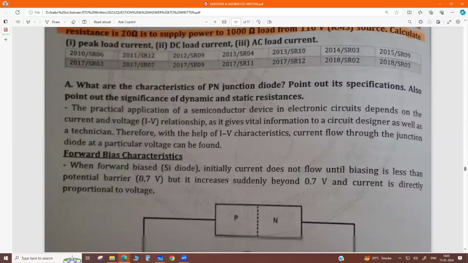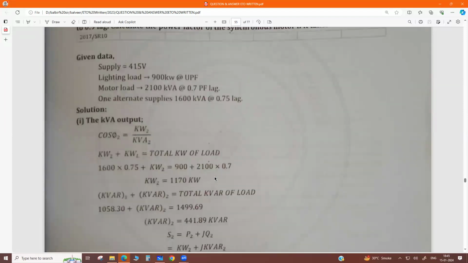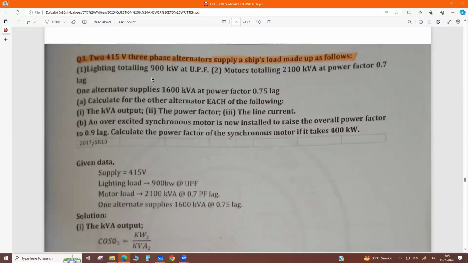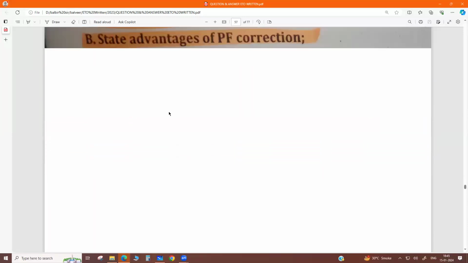It is available in the group. Okay, you read this question. Sir, do we have this PDF in the group? Yes, it is available. You can search for the question and answer, the PDF file is there. Sir, this load sharing question is also the same, power triangle based. These are all easy questions, you can try them.